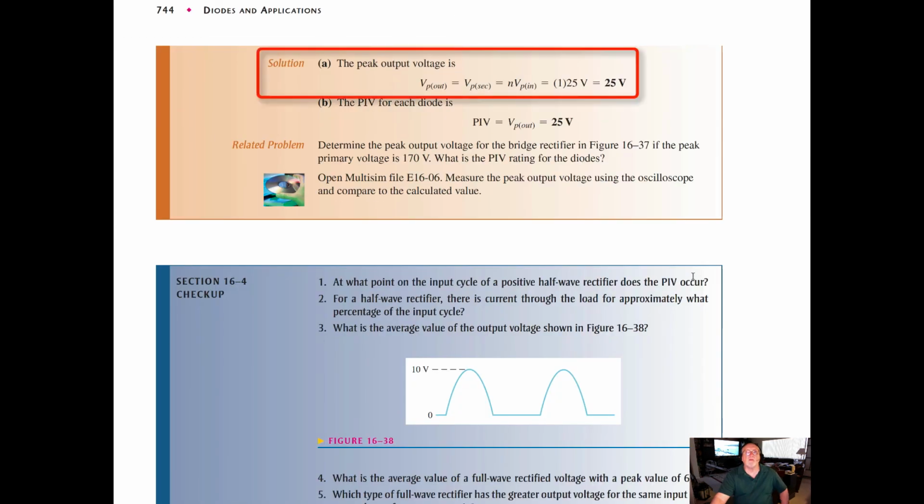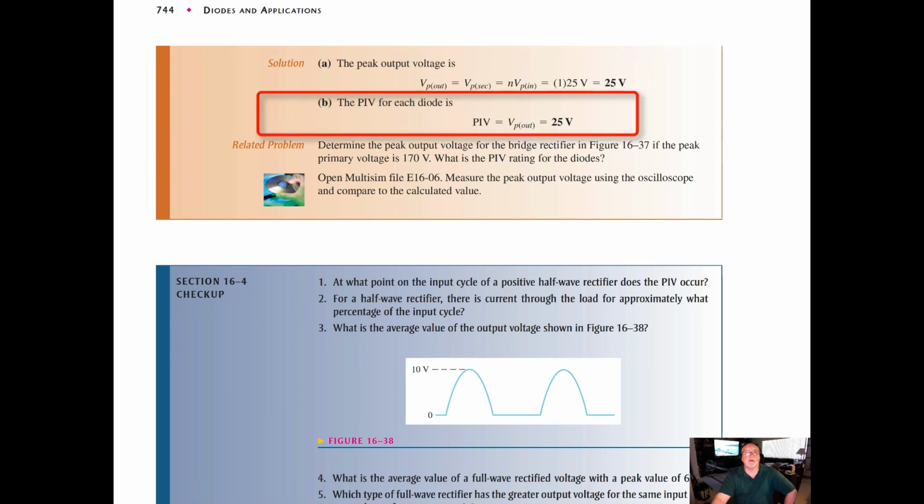The peak output voltage then is V peak out, which equals V peak on the secondary, which is the number of turns times V peak in. So in this case, we saw we had a 1-to-1 transformer, so 1 times V peak in, 25 volts, gives us 25 volts out. The peak inverse voltage for each diode then is PIV equal to V peak out, and again 25 volts.